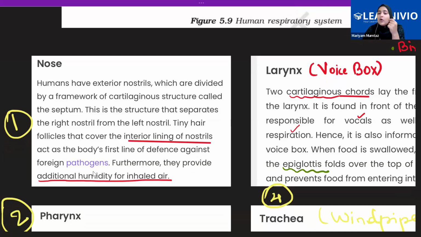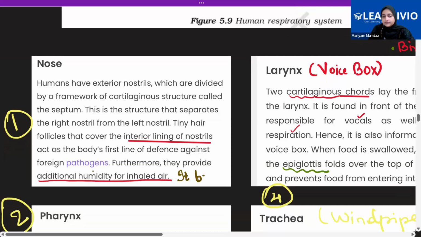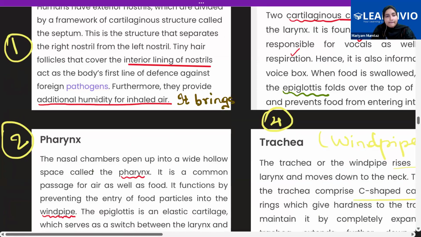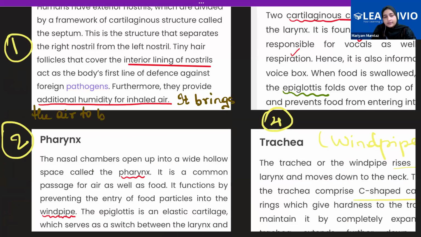Also, remember that this nasal passage that we have, apart from freeing the air from the dust and particles, it also humidifies the air. What is the meaning of humidification of air, students? It brings the air to the body temperature. Understood? It brings the air to body temperature. Acha, who can tell me what is the normal body temperature of human beings? 37 degrees Celsius.